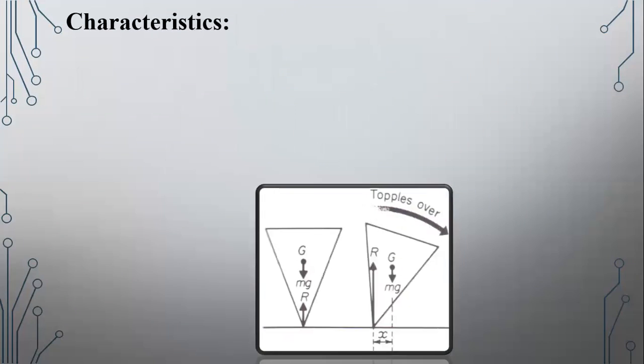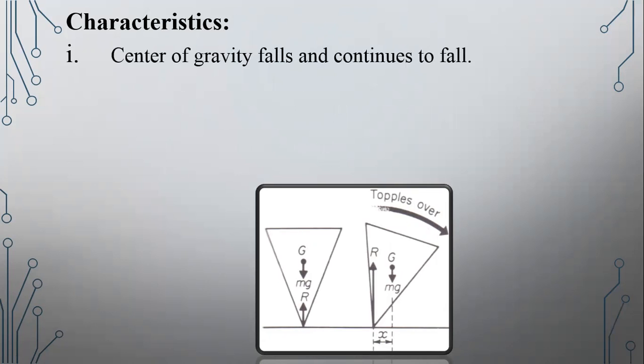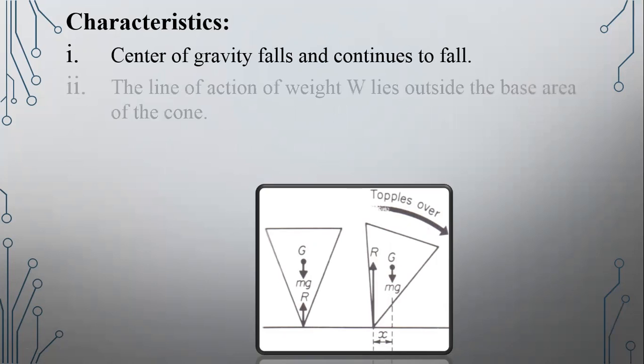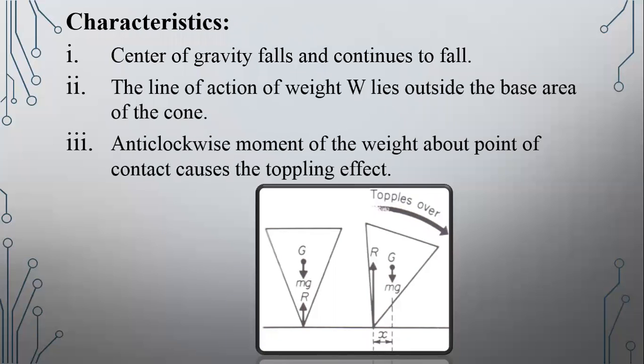So these are the characteristics for unstable equilibrium. Number one, center of gravity falls from the actual position and continues to fall. कि ये center of gravity की position है, and then while tilting, its center of gravity falls from the actual position and continues to fall. Number two, line of action of weight lies outside the base area. अब जहां से वो वेट पास हो रहा है वो बेस एरिया से बाहर लाइन है, तो इसलिए भी ये ऑब्जेक्ट स्टेबल नहीं रहेगा.